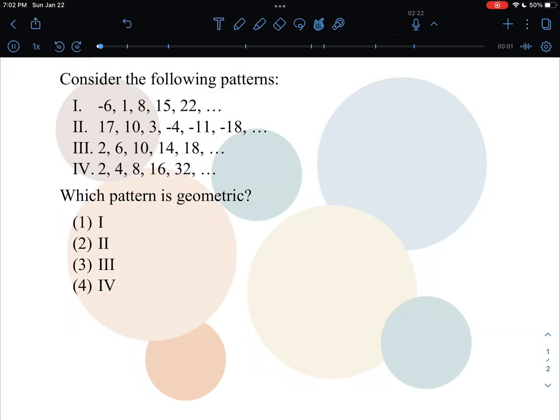It's time for another Algebra 2 Regents quick question walkthrough. And this one says, consider the following patterns. And it gives us 4 different patterns. It's asking us which pattern is geometric.